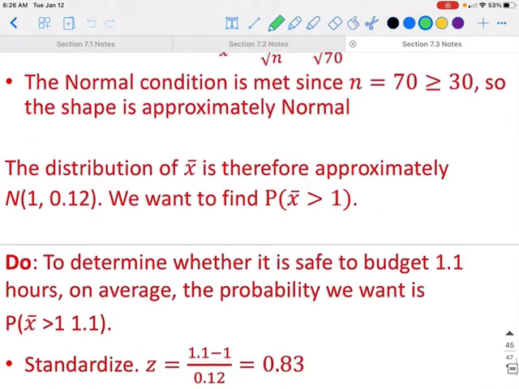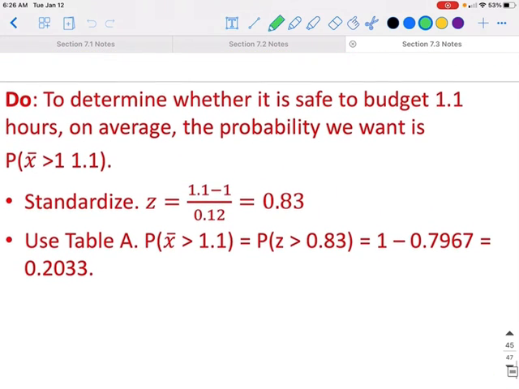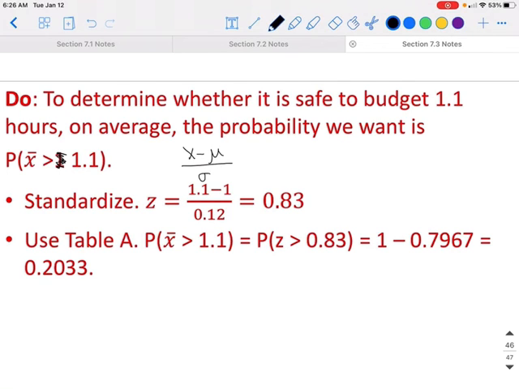So the next thing we're going to do is the do part of this. We're going to determine the probability that X bar is greater than 1.1. For this, we're going to use our z-score. Remember, z is X minus mu over sigma. So we do 1.1 minus 1 over a standard deviation of 0.12, and that gives us a z-score of 0.83.